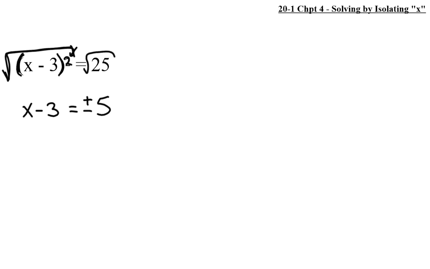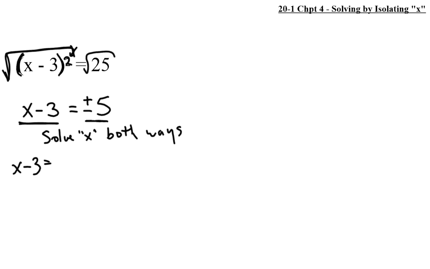Now this is where you have to start to think a bit, because x minus 3 can be two things, so you need to solve x twice, both ways. Because what do we know? We know that x minus 3 equals positive 5, but we also know that x minus 3 equals negative 5. So we always have to make sure that we're solving for both positive and negative 5.